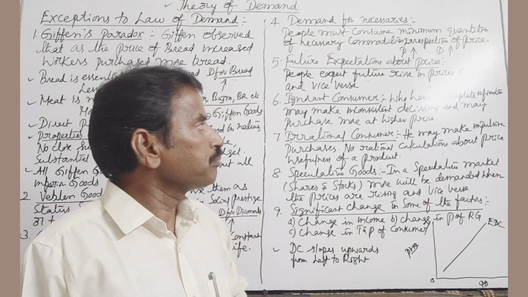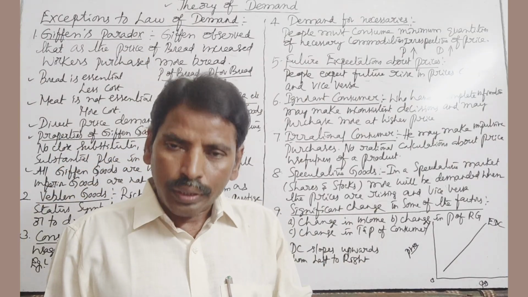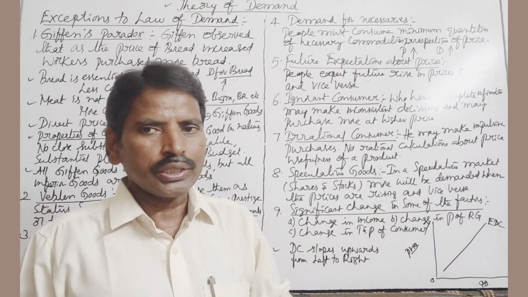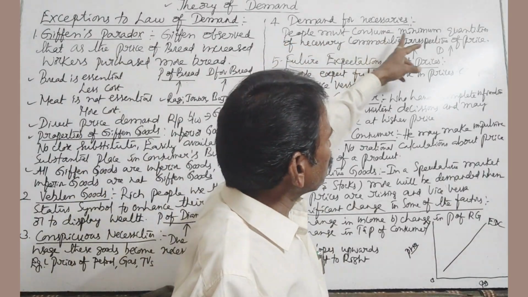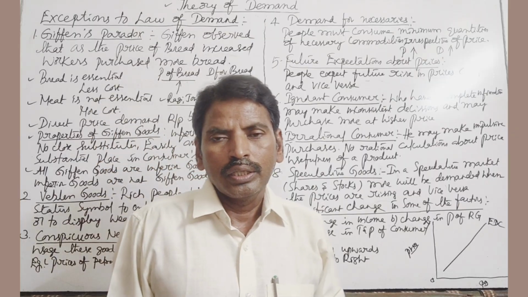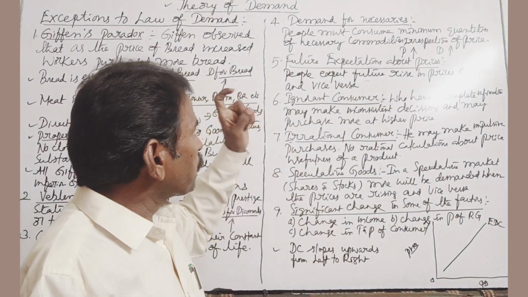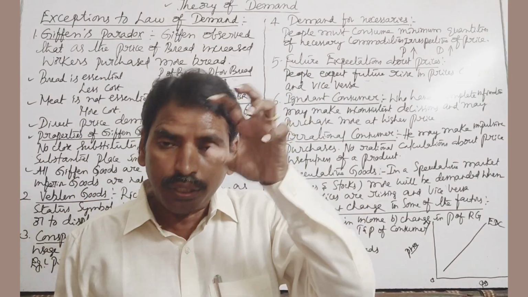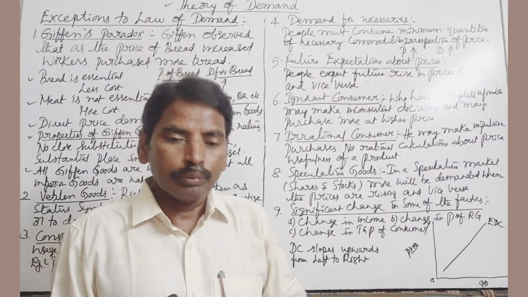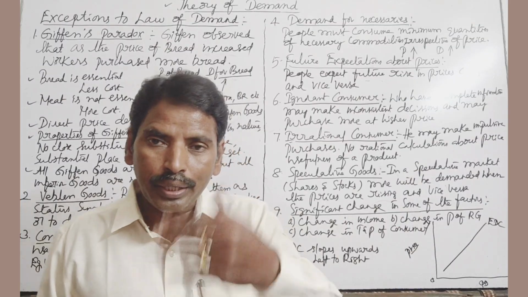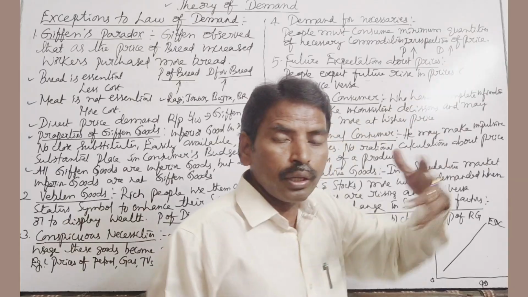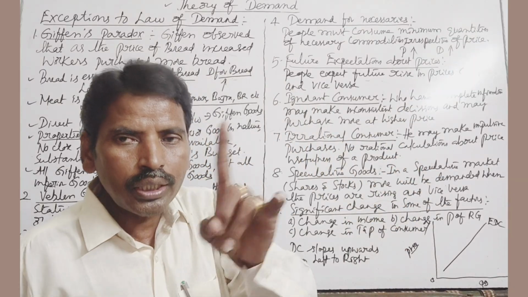Next, fourth one is demand for necessaries. Necessaries are rice, cooking oil, pulses, etc. So people must consume minimum quantities of necessary commodities irrespective of their price. If the price of onion increases, people demanded onion. If the price of tomatoes increases, people demanded tomatoes. Likewise, if the price of the commodity increases, the demand for that commodity also increases. Quite against the law of demand.